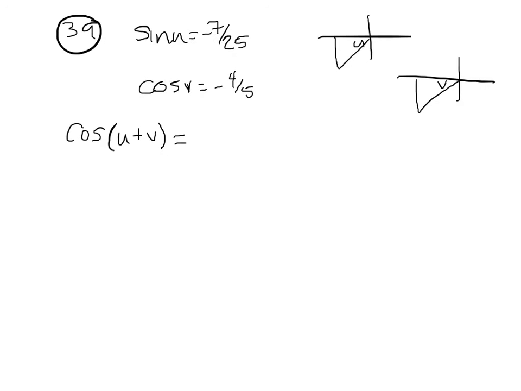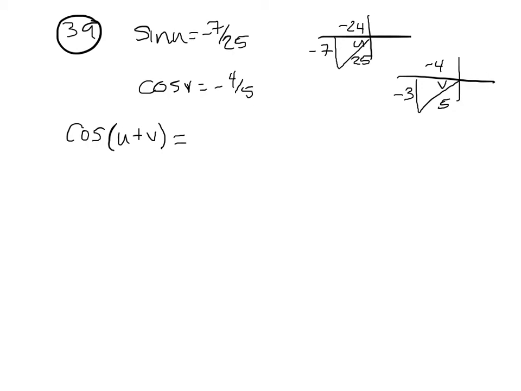On number 39 on the same page, I get the sine is negative 7 over 25, and they told me u and v are both in the third quadrant. So sine is negative 7 over 25, and if you do the Pythagorean theorem, you should get negative 24 for there. I decided it was negative because of where x is in that quadrant. And then v is negative 4 over 5, and the Pythagorean theorem gives me negative 3. Again, I picked negative 3 because it's in that quadrant.